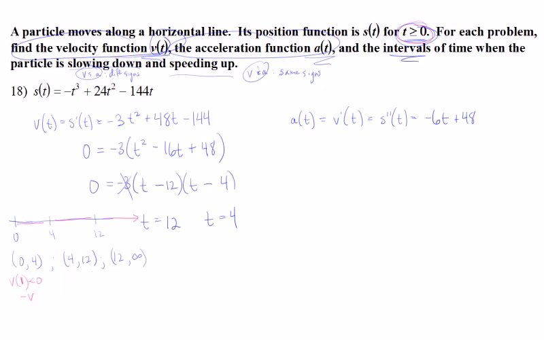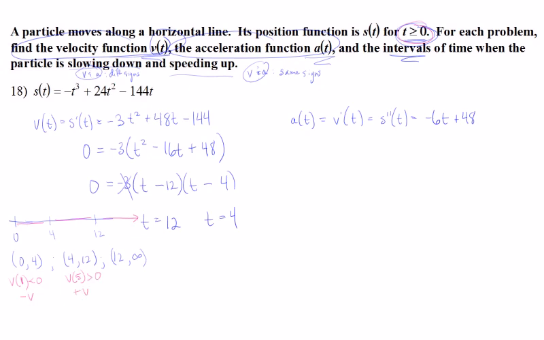Between 4 and 12, I could plug in 5. Let's do 5, so v of 5. So if I plug in 5 here, I can just maybe do that on my calculator. Negative 3 times 5 squared plus 48 times 5 minus 144. So let me do that on my calculator real quick and see if it's positive or negative. All right, it came out positive.